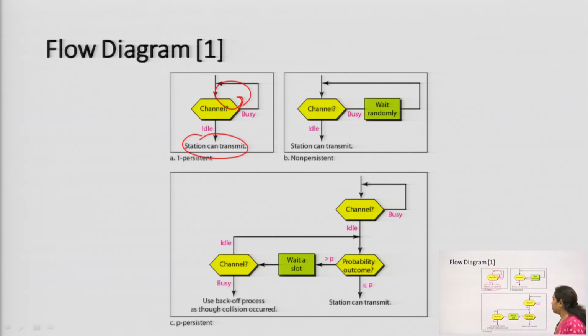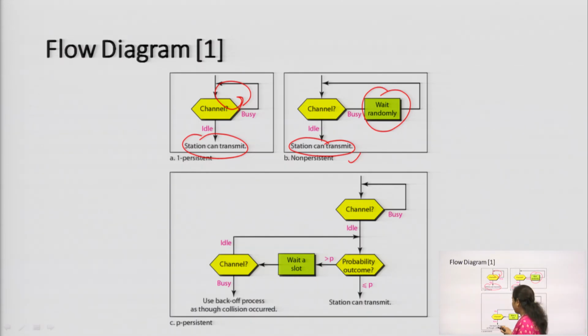In the case of non-persistent, it will check the channel. If it is idle, then it will transmit the data. If it is busy, then it will wait randomly for a particular time slot, and after that it will transmit the data on that channel.